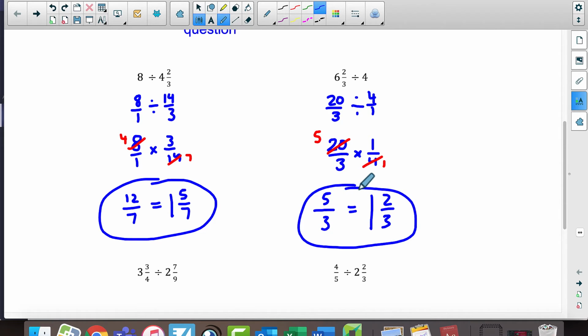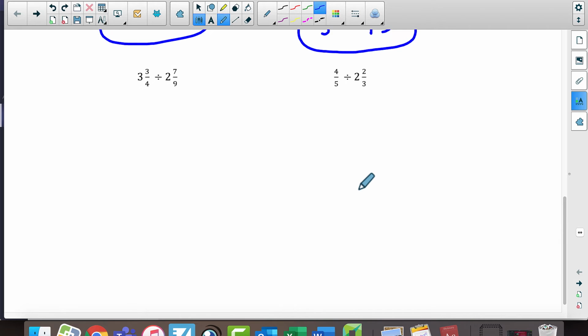Either one's great. Okay, now we have 2 mixed fractions. Better switch them both to improper. So 3 times 4 is 12, plus 3 is 15 over 4. Keep it as a division question for now. 2 times 9 is 18, plus 7 is 25, and it's still over 9. Now we'll switch it into a multiplication question. Keep the first one the same. Flip the second one, 9 over 25.